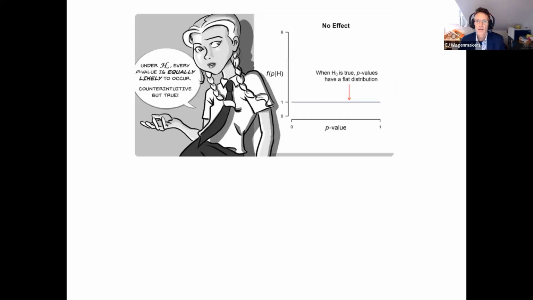So first, it's important to note that under the null hypothesis, every p-value is equally likely to occur. Also deeply counterintuitive to most people, right? So if the null hypothesis is true, you're just as likely to find 0.5 as 0.05 as 0.005. So that's just the way they are defined.